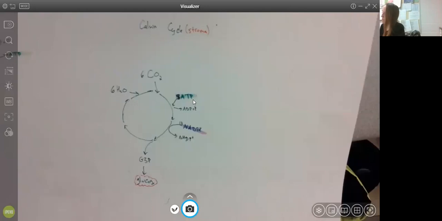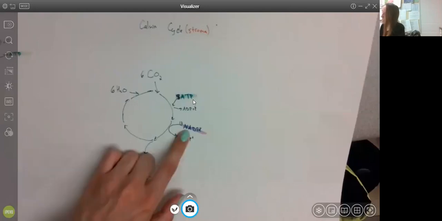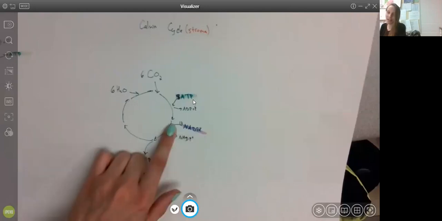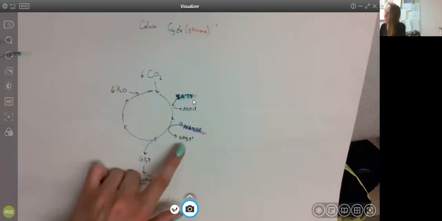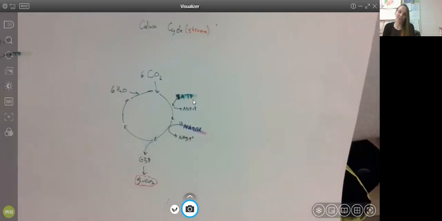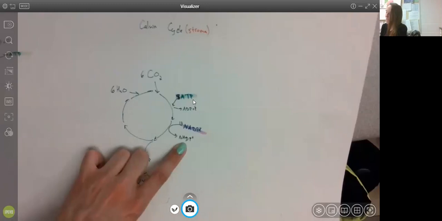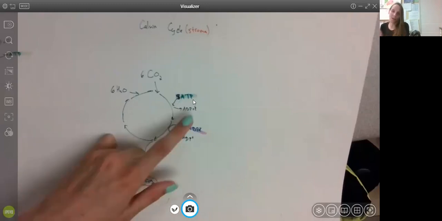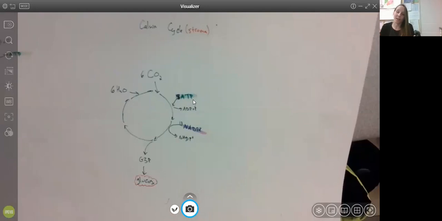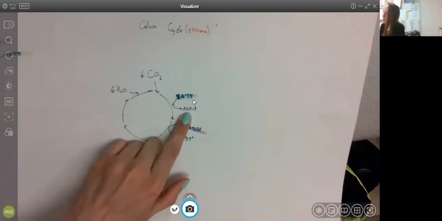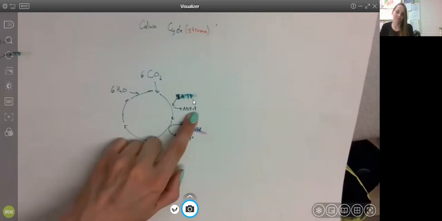Okay? When the NADPH uses its energy to help make the G3P, it's giving up its high energy electrons. So it is being oxidized. It turns back into NADP+. The ATP also has to give up its energy. In that case, it releases energy by breaking off the 3rd phosphate. So it goes back to ADP and just an extra phosphate.